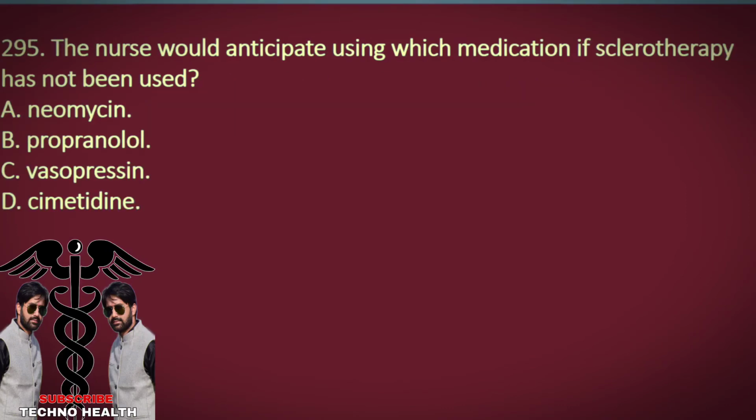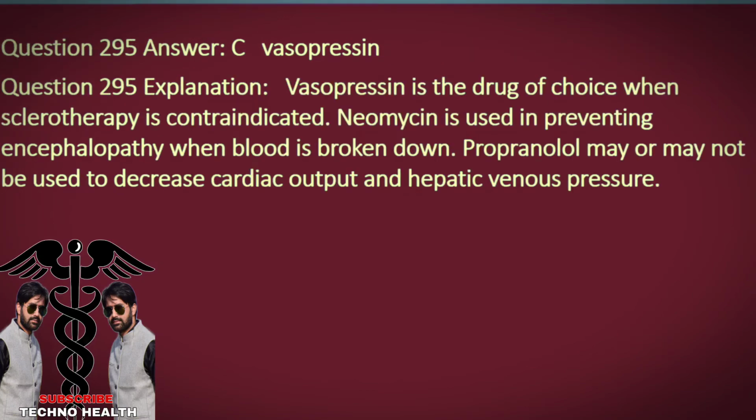Question 295. The nurse would anticipate using which medication if sclerotherapy has not been used? A. Neomycin, B. Propranolol, C. Vasopressin, D. Cimetidine. Question 295 Answer, C. Vasopressin. Question 295 Explanation. Vasopressin is the drug of choice when sclerotherapy is contraindicated. Neomycin is used in preventing encephalopathy when blood is broken down. Propranolol may or may not be used to decrease cardiac output and hepatic venous pressure.